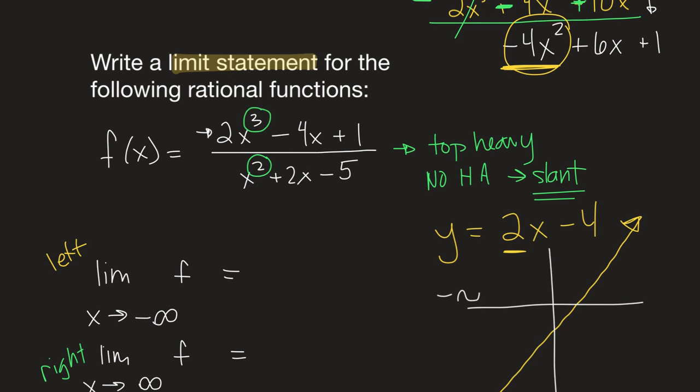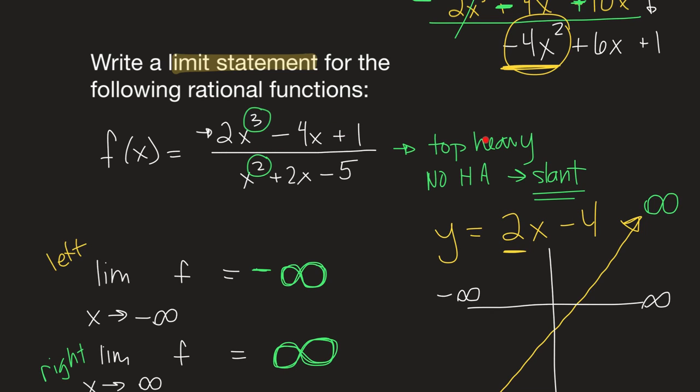To the left side of my graph, my y values are at -infinity. Okay? So that means the limit as x decreases without bound is -infinity. And then on the right side of my graph, the arrow points up, so it will continue on to positive infinity.